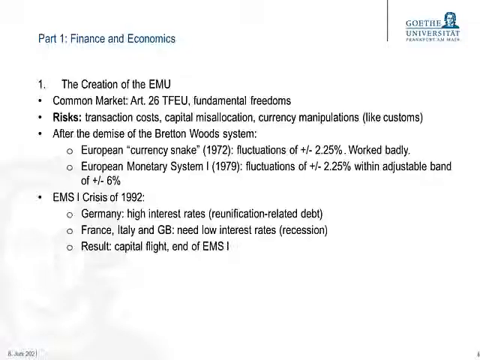Why did the governments of the European Union decide at some point to establish a monetary union? Now, the reason is simply that the European Union has a common market, an internal market actually. Article 26 of the Treaty on the Functioning of the European Union provides for that, and it's a market based on fundamental freedoms of movement, that should enable and facilitate really an integration of economic activity within the European Union.